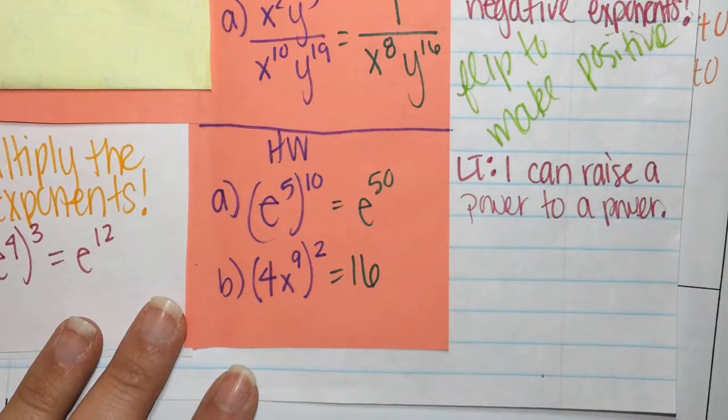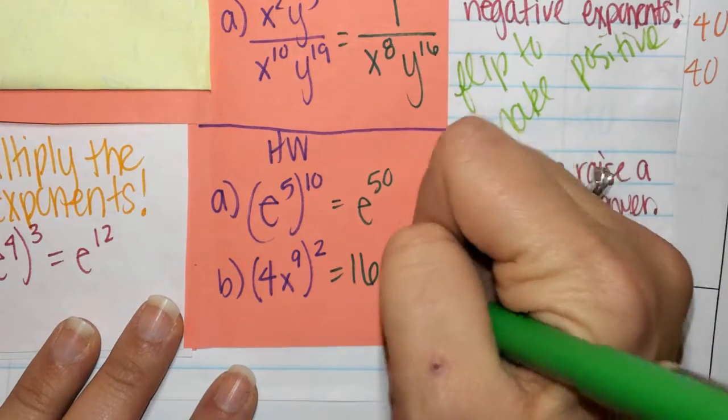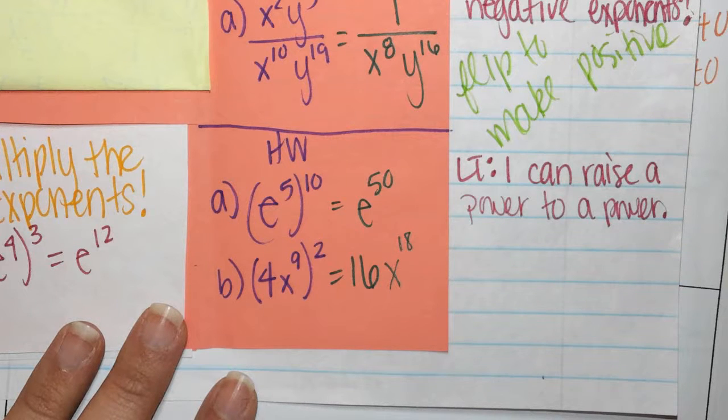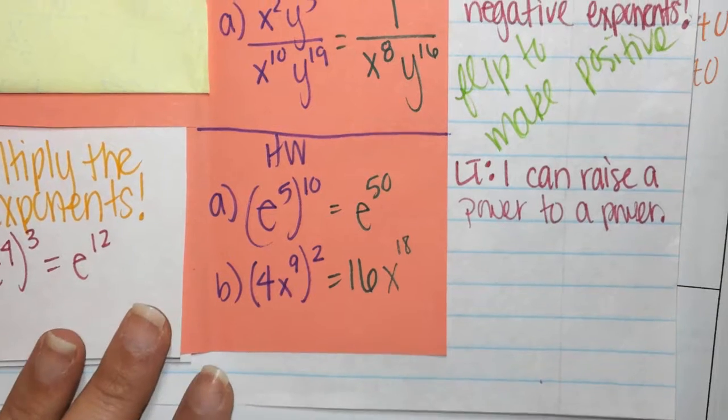And then what are we going to do with the 9 and the 2? Multiply. And what's 9 times 2? That's all you do. That's it. Do you have any questions? Speak now. Are we sure? Okay.